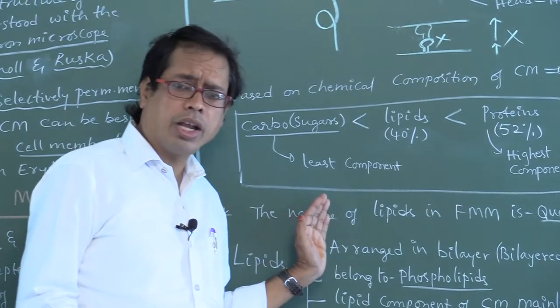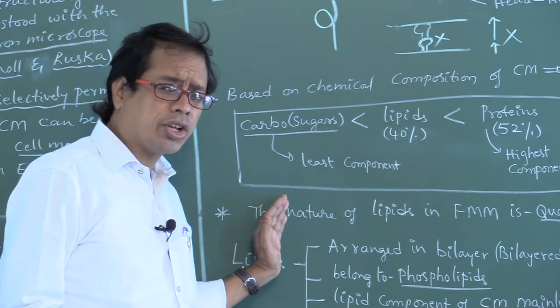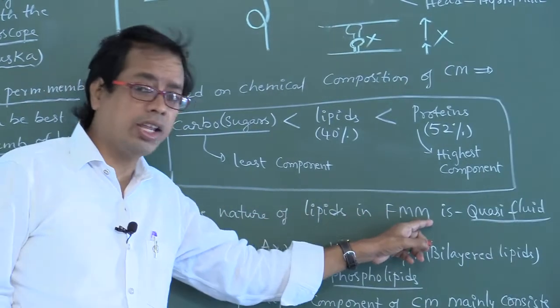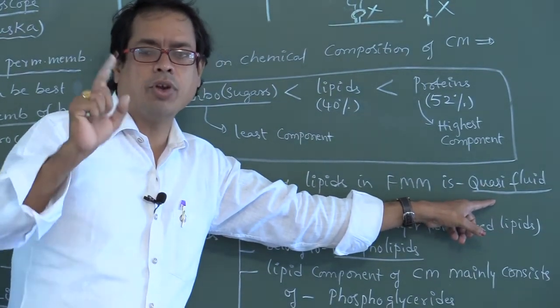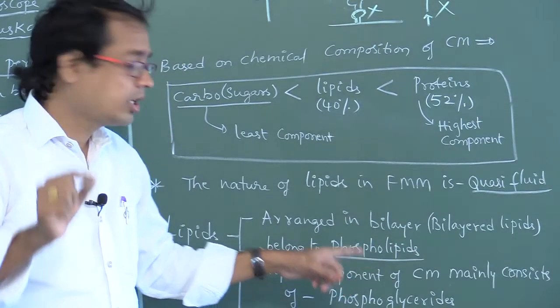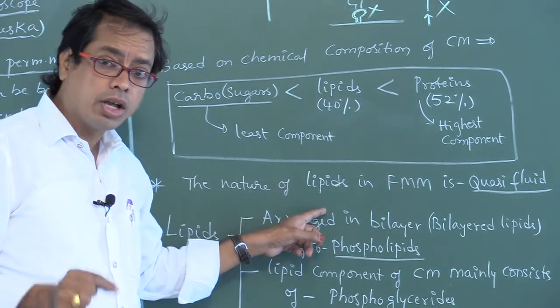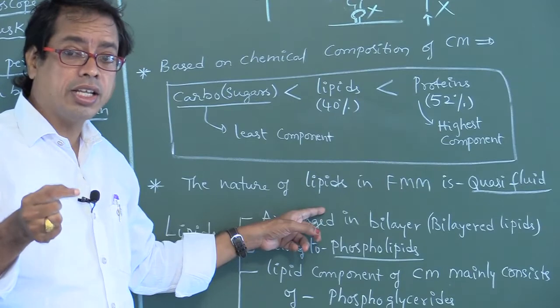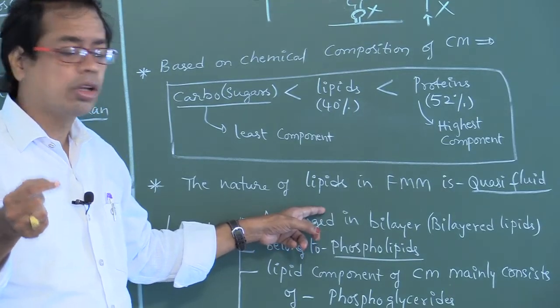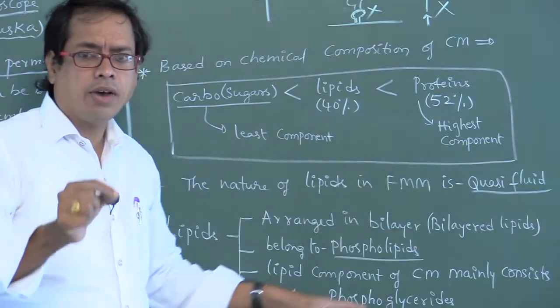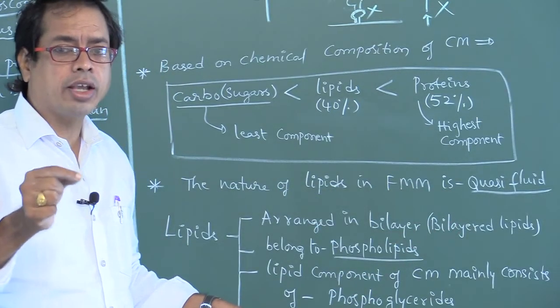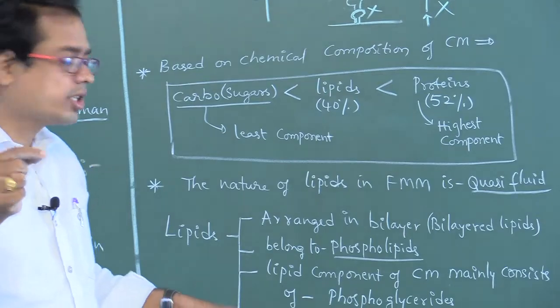Next, what is the nature of lipids? The nature of lipids in the fluid mosaic model is quasi-fluid. Quasi-fluid means semi-fluid in nature.